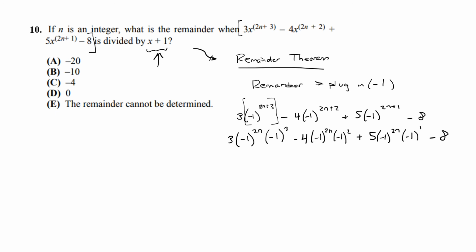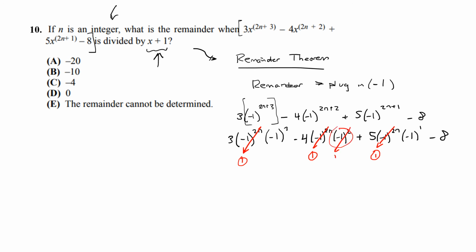Now, -1 to the 2n. n can be any integer, right? So regardless of whether we put an even number or an odd number in there, because we're multiplying it by 2, it's going to be an even power. And -1 raised to any even power, let's say -1 to the fourth or -1 to the second, will always just become +1, okay? So being able to see that, we can change this to a 1, we can change this to a 1, and change this to a 1. In fact, we can even change this to a 1, okay?